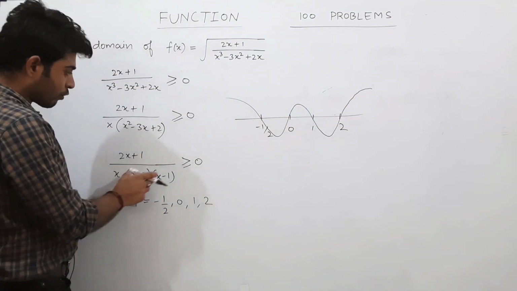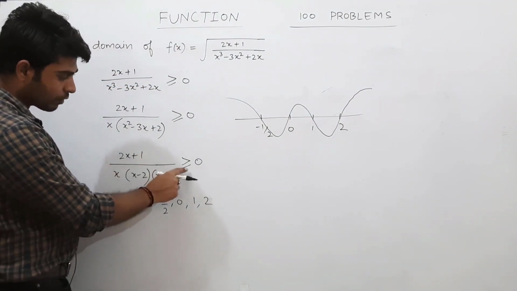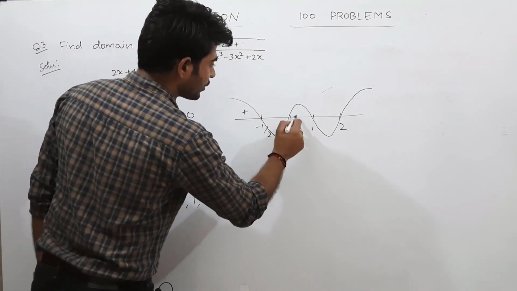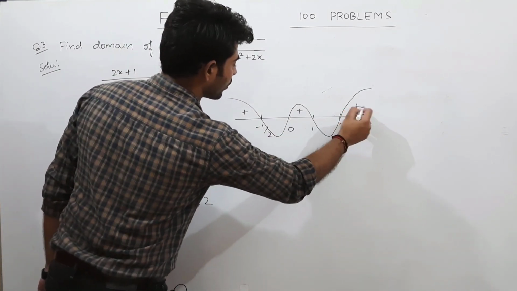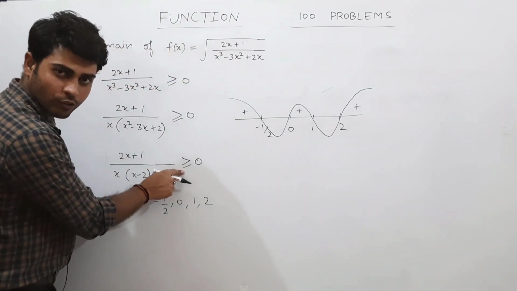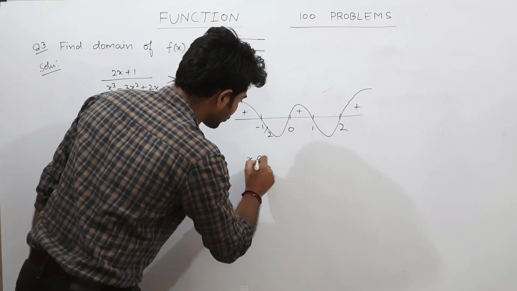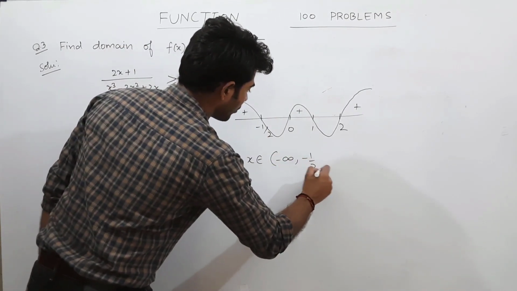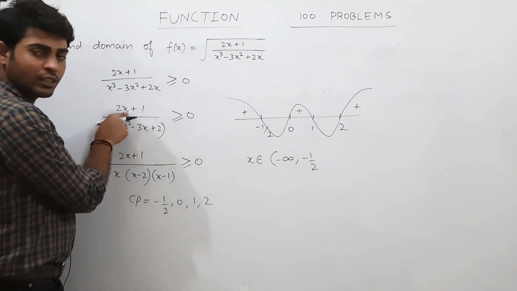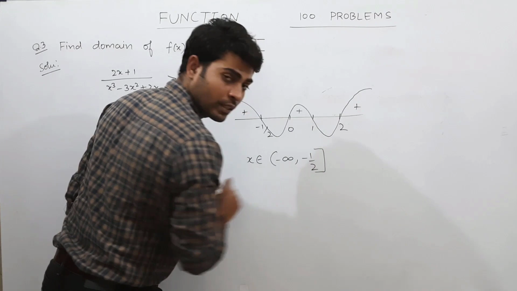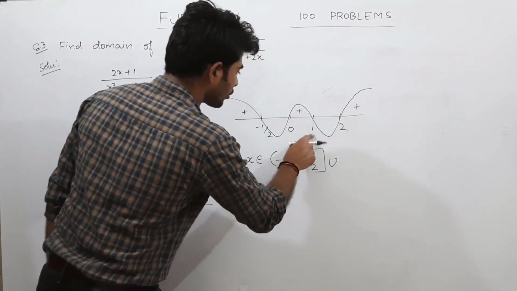So this inequality will be satisfied, meaning this quantity will be greater than or equal to 0, before -1/2, in between 0 to 1, and after 2. So now we can say this will be greater than or equal to 0 when x belongs to minus infinity to minus 1/2, and minus 1/2 is the numerator critical point at which equality will be satisfied. So here a closed interval, union 0 to 1.